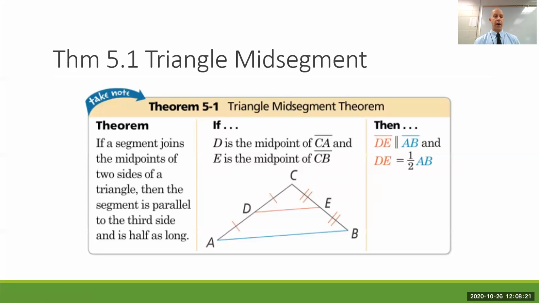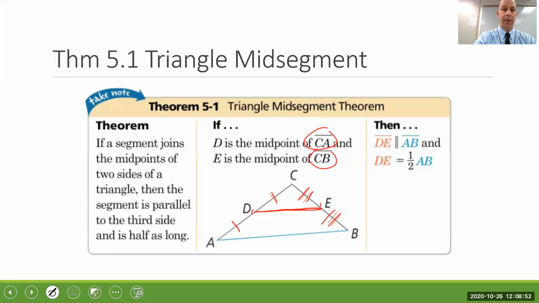But here we have theorem 5.1, which is the triangle midsegment theorem, which basically says the following. If we have the midsegment of a triangle, and the midsegment is simply this segment here, which joins the midpoints of these two sides. So D is the midpoint of segment AC and E is the midpoint of segment CB. It turns out there are two conclusions to be drawn here.